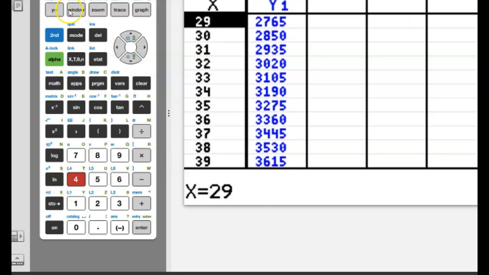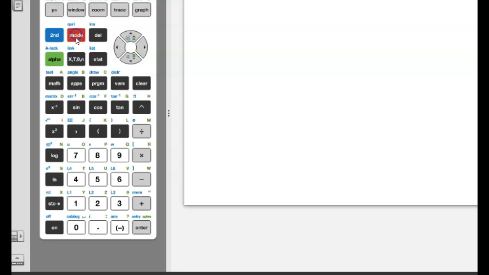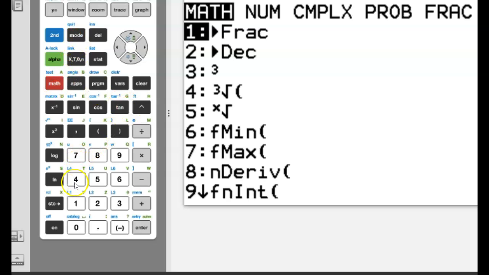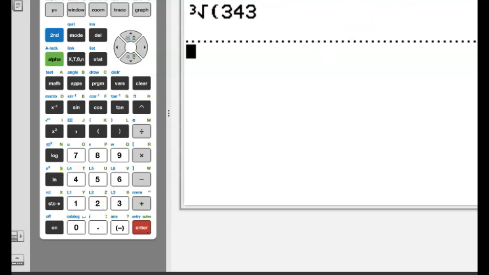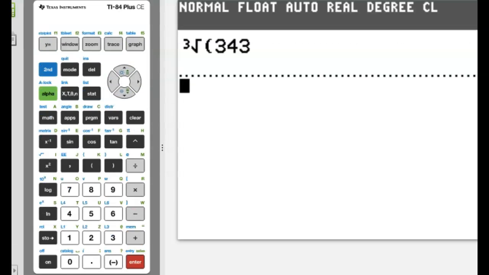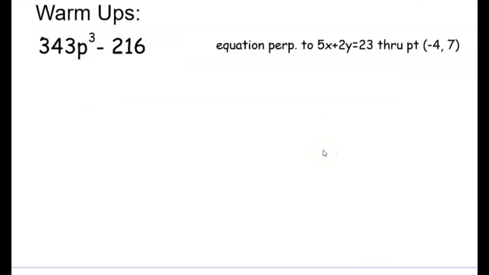Whoa, I'm not in the home screen, sorry. Math 4 is cube root, 343, is that what I wrote down? It is 7, okay? That's how you would do that on the calculator. I'm not planning to use crazy big numbers on the quiz, but okay. Anybody try 216? It is 6.